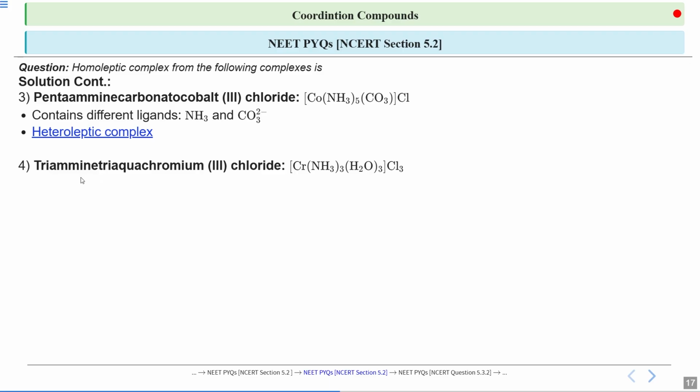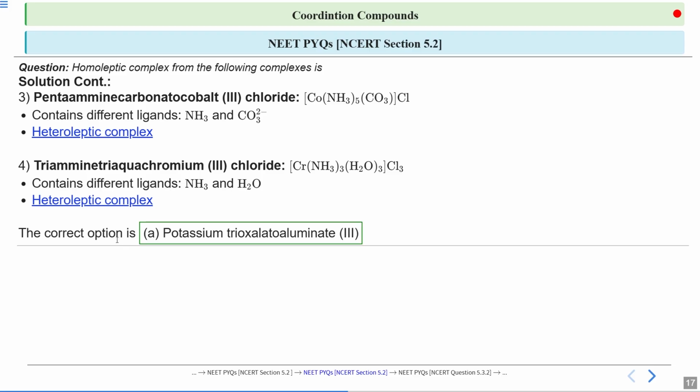The fourth complex given is triamminetriaquachromium(III) chloride, whose formula you can write as [Cr(NH3)3(H2O)3]Cl3. Here triammine means 3 ammine, triaqua means 3 aqua, aqua means water, and chromium, the central metal ion, is in the +3 oxidation state, and chloride is present as the counter ion. This complex also contains different ligands, first ammonia and then water molecules. So it is also a heteroleptic complex.